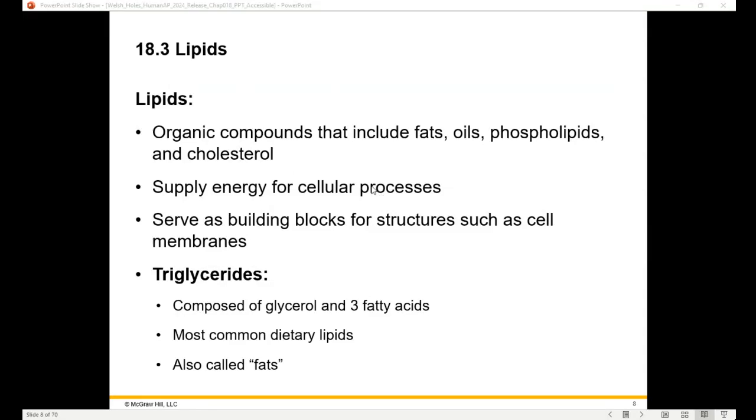All right, lipids. These are organic compounds that include fats, oils, phospholipids, and cholesterol. They supply energy for cellular processes. They serve as building blocks for structures such as cell membranes. The triglycerides in particular are composed of glycerol and 3 fatty acids, and it's the most common dietary lipid. It's also just called fats.